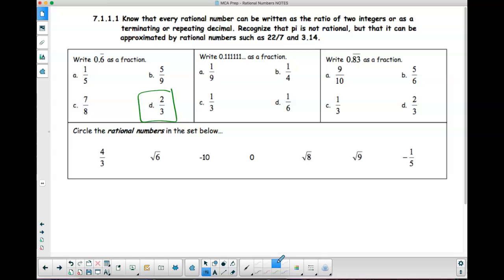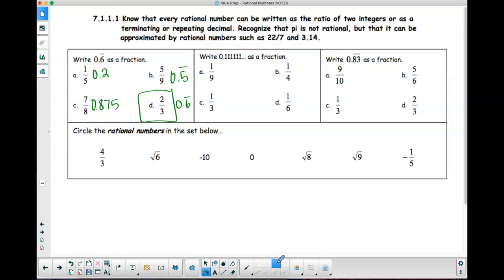Okay, you're going to grab your calculator and you're going to do 1 divided by 5. That's 1/5 as a decimal. So 0.2. You do the top number divided by the bottom number. 5 divided by 9 is 0.5 repeating. 7 divided by 8 is 0.875. And then 2 divided by 3 is 0.6 repeating. Okay, so we could check each one. It has to be letter D because that's the only one that fits.